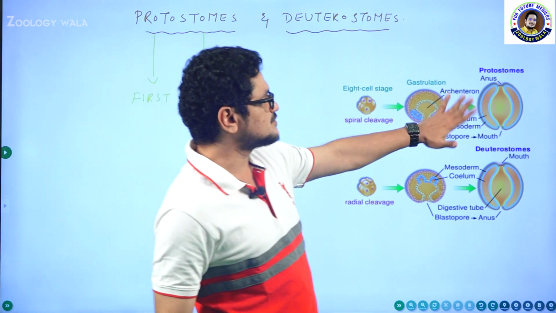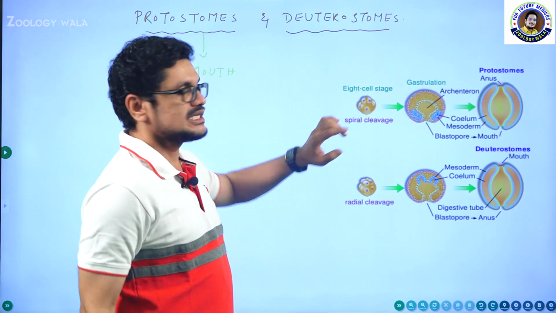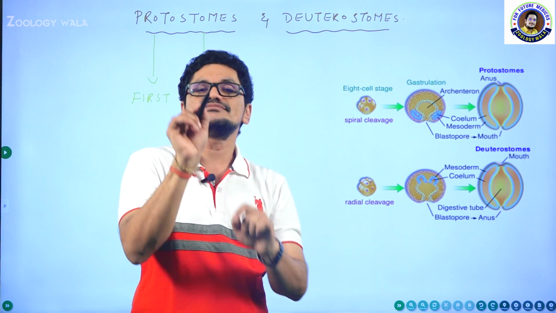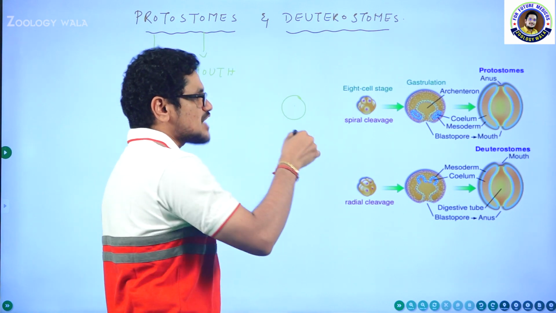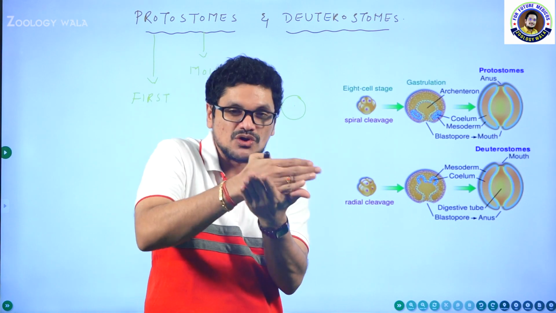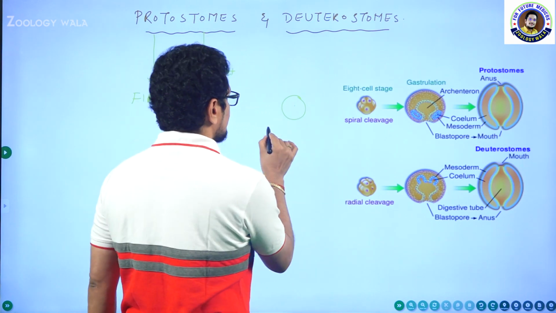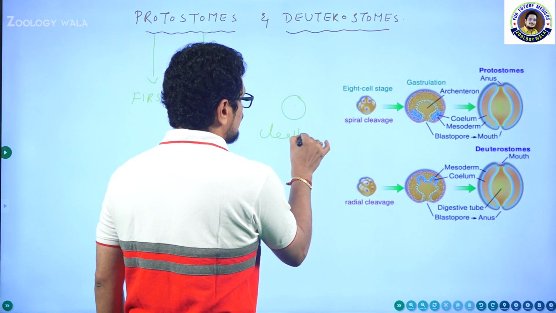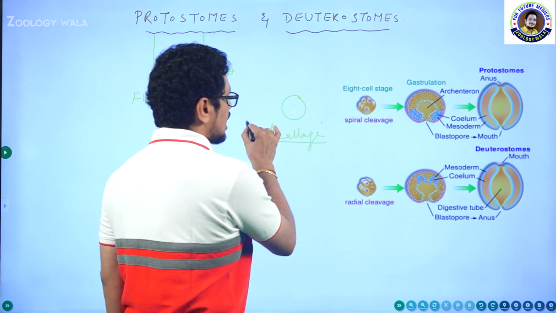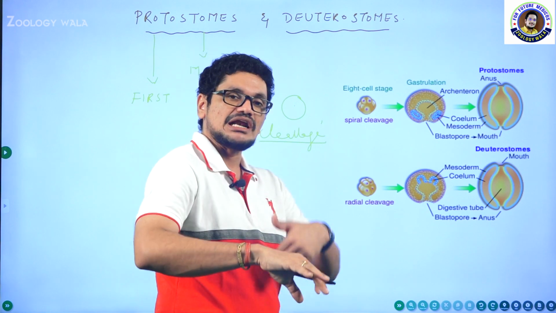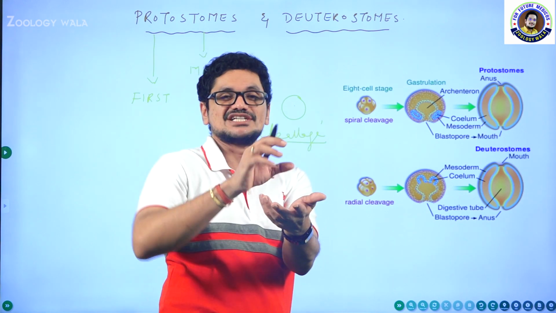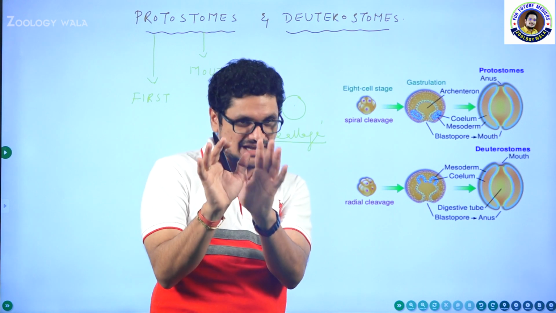See this image. Generally, after fertilization, the zygote will be a single cell, and the zygote undergoes divisions, and the divisions are called cleavages, C-L-E-A-V-A-G-E-S. There are different types of cleavages: spiral cleavage, radial cleavage, determinate cleavage, indeterminate cleavage, superficial cleavage, discoidal cleavage. I will tell the types later.